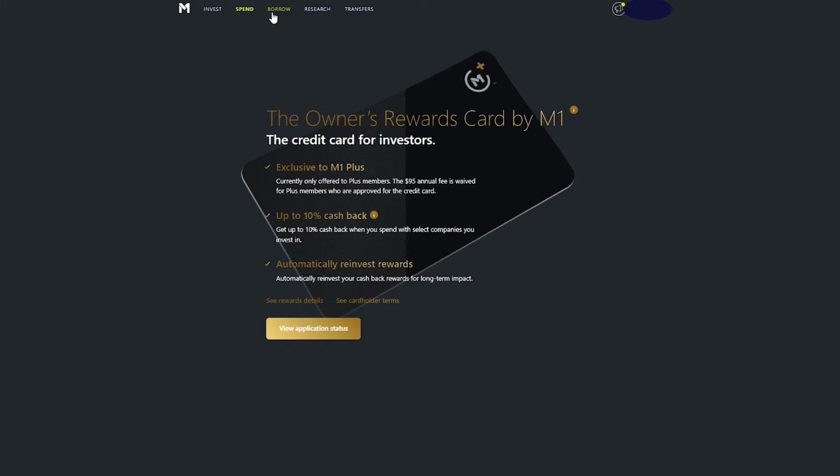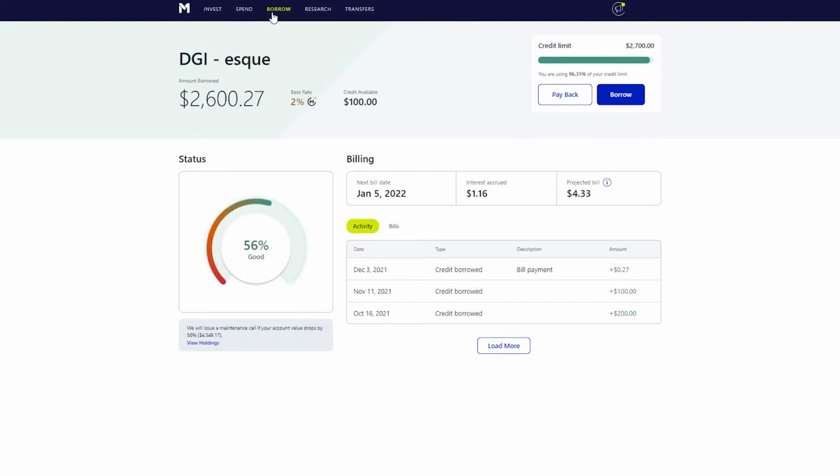So from a spending feature on the credit card, you also have a debit card as well. If you're a part of M1 Plus, you get some extra earning and otherwise. But here is the borrow tab. It shows that I've borrowed $2,600.27. You get a base rate of 2% on the borrowed funds, especially due to M1 Plus. If you're not M1 Plus at the time of this recording, it's around 3.5% in terms of interest rate.